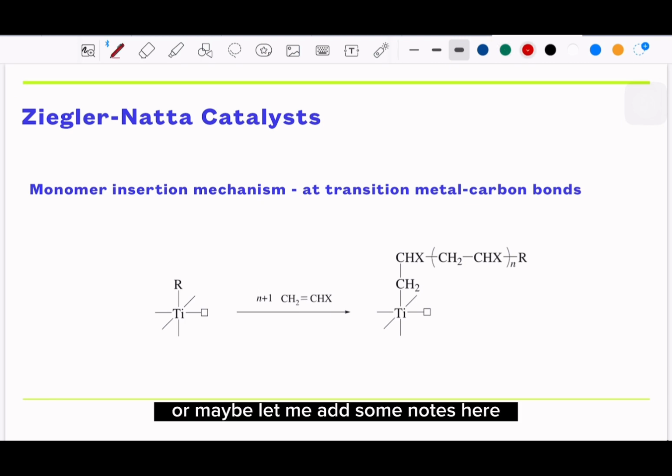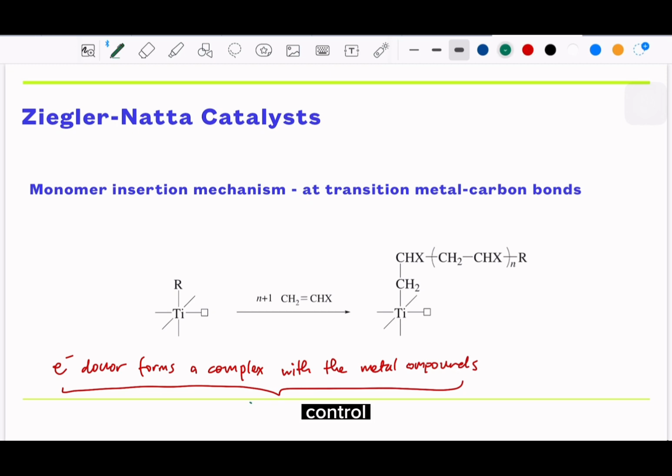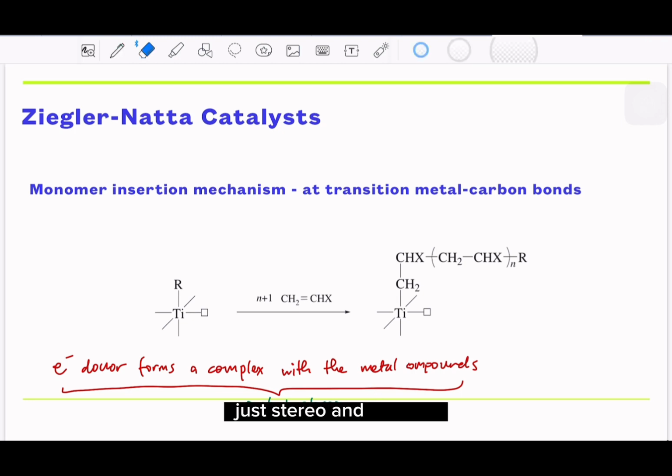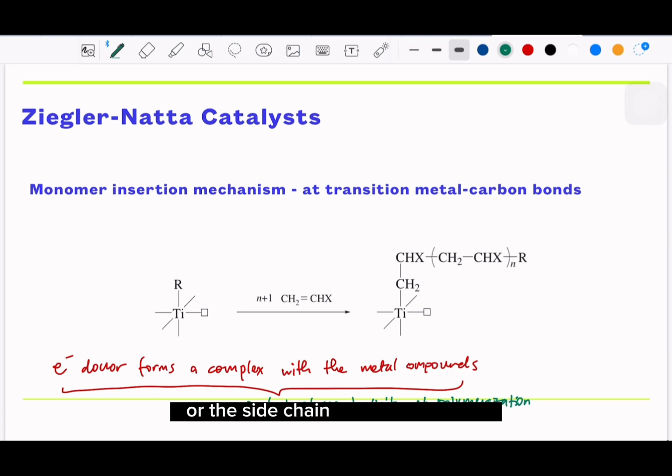Or maybe let me add some notes here. The electron donor forms a complex with the metal compounds. And this simply controls the stereospecificity, or just stereo and tacticity, of the polymerization, which means the orientation of the polymers or the side chain in the polymers.